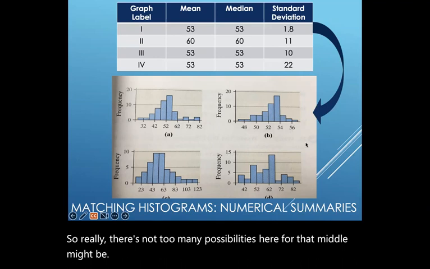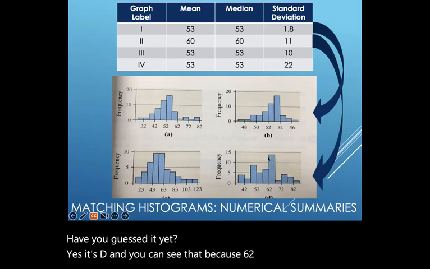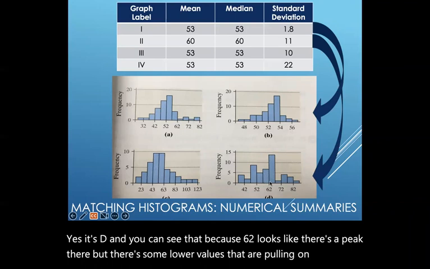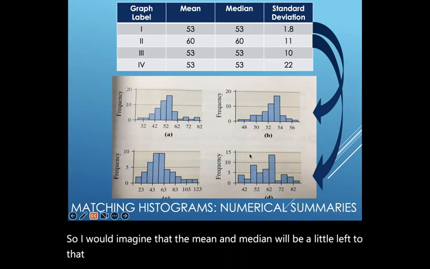Have you guessed it yet? Yes, it's D. And you can see that because 62 looks like there's a peak there, but there's some lower values that are pulling on it. So I would imagine that the mean and median will be a little left to that big high frequency past 62 that pulls it over a little.